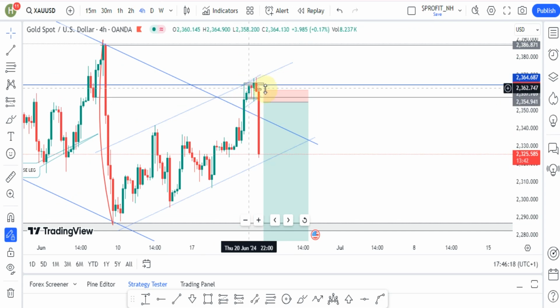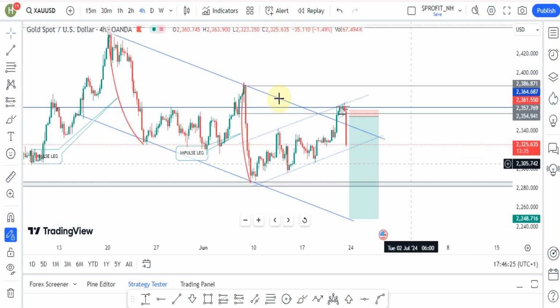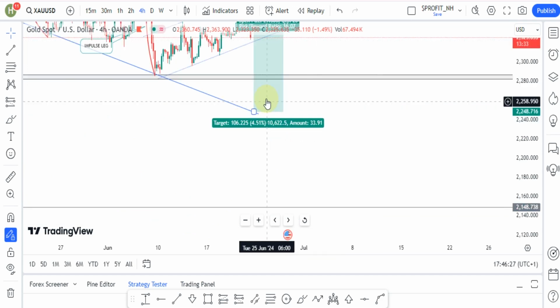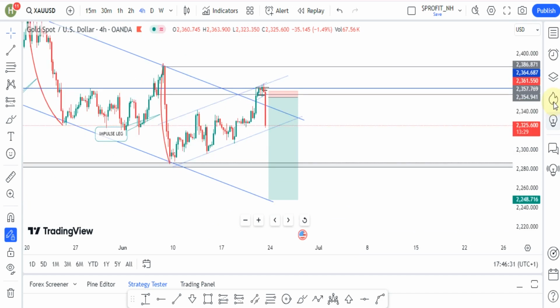So you could have taken an entry from here, then hold it all the way down there, all the way down here, which could have been about 1,000 pips, guys. That's crazy. So right now the market has already gone, it has already left us.